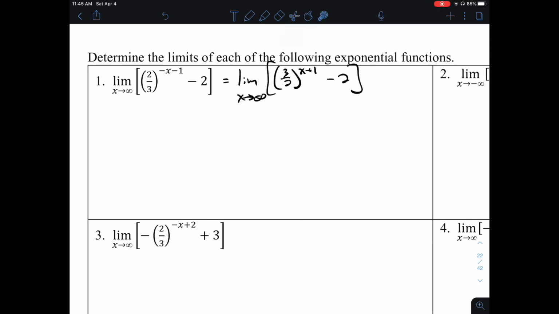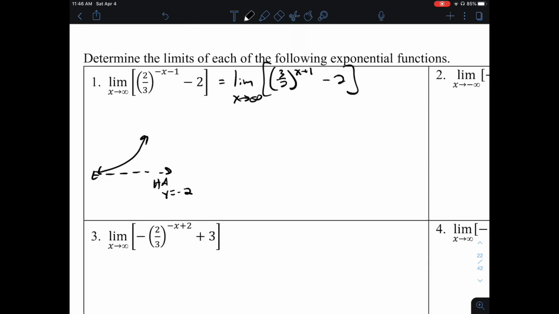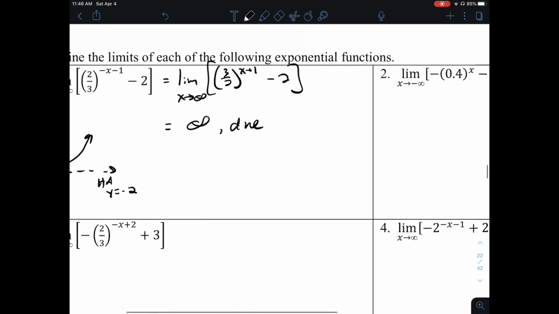So does this have any reflections? No. It does have a translation down 2, so that means that my horizontal asymptote is at y equals negative 2. No reflections, so it's a growth function above the horizontal asymptote. So what's happening as we go to the right? It's going to approach infinity, which means this limit does not exist.